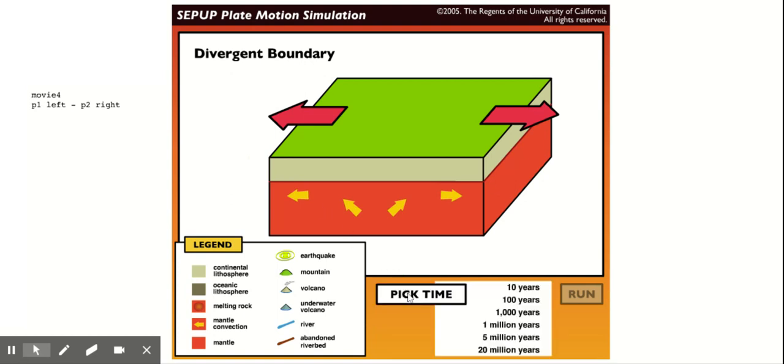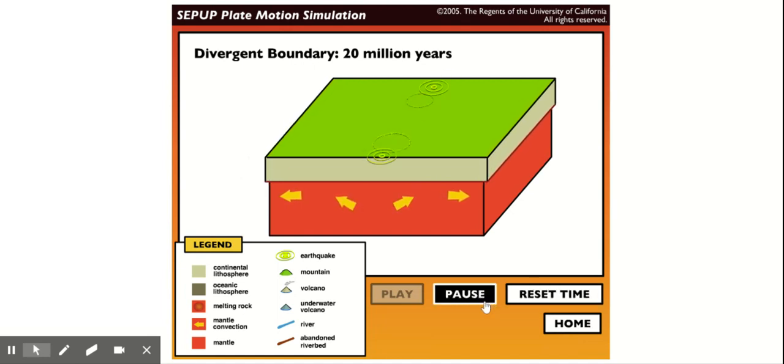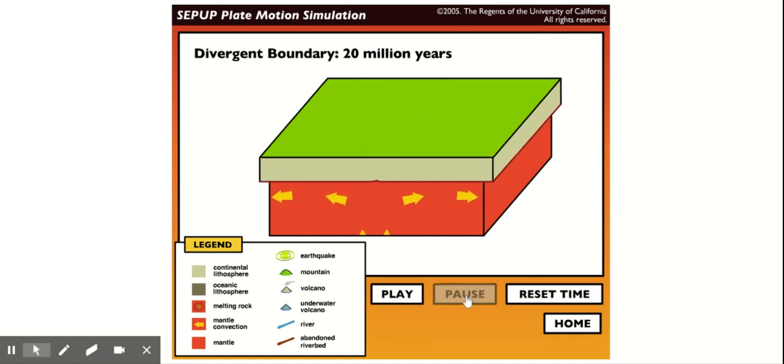So what we're going to do is pick a long time period, because this takes a very, very long time to happen. And we're going to watch what happens. So I'm going to pick 20 million years, and we're going to run this process. And as this happens, you're going to see some earthquakes forming in the middle. I'm going to pause that.